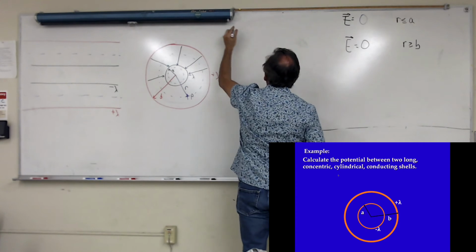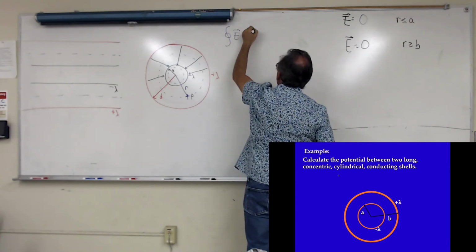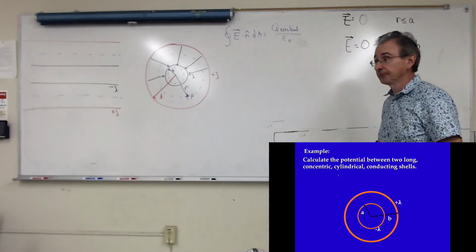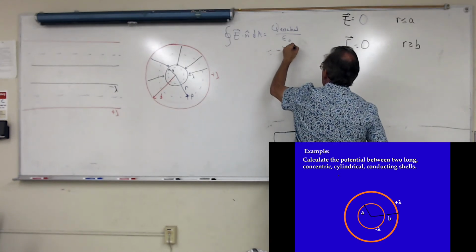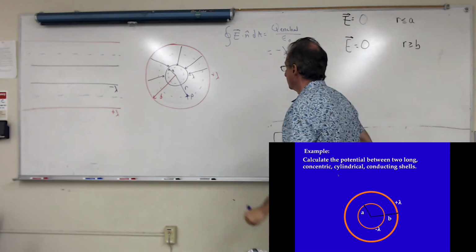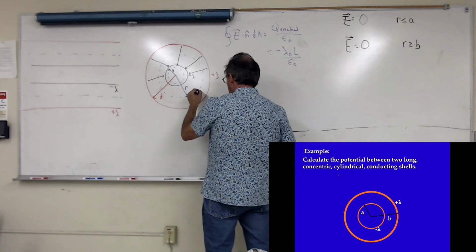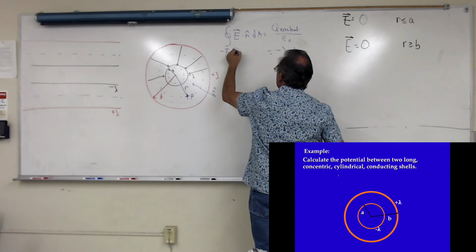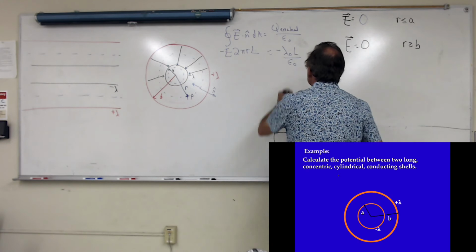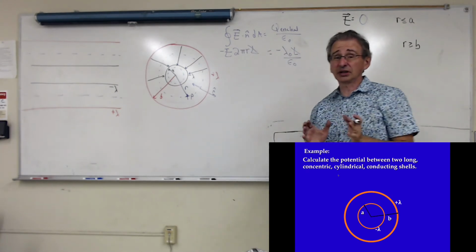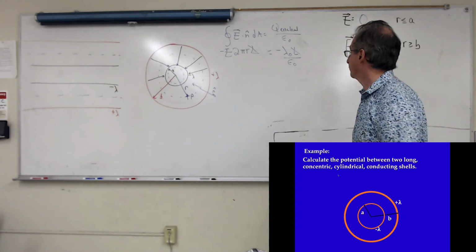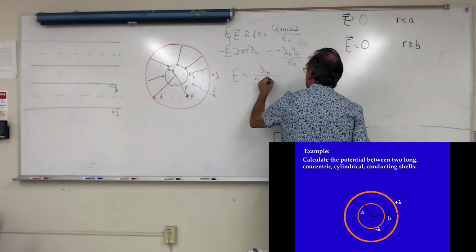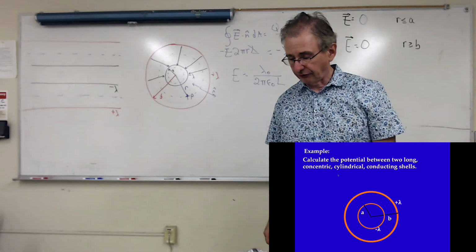Now the Q enclosed is going to be minus lambda naught times L. The normal points outward, but the electric field is inward, so this dot product is negative. The L's cancel. And remember, Gauss's law only allows you to find the magnitude of the electric field. So that's the electric field.